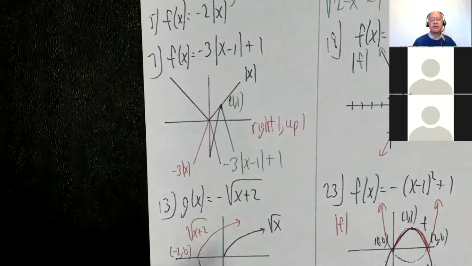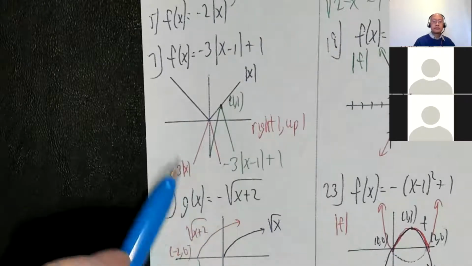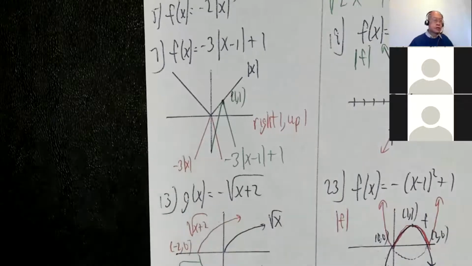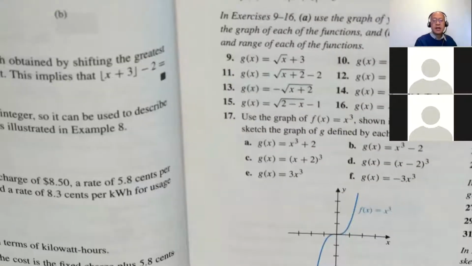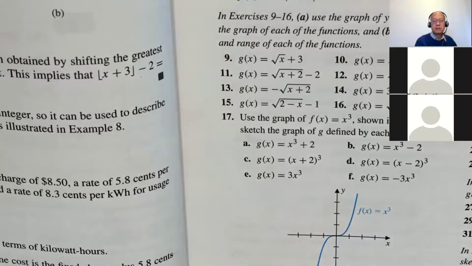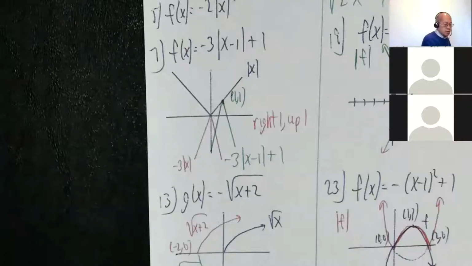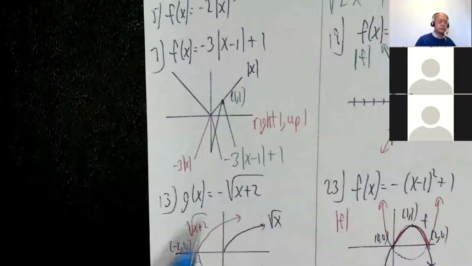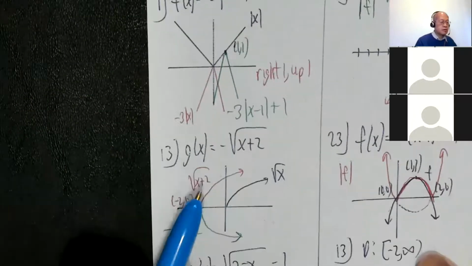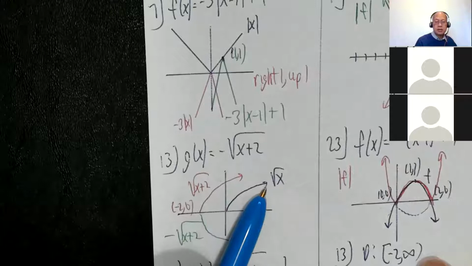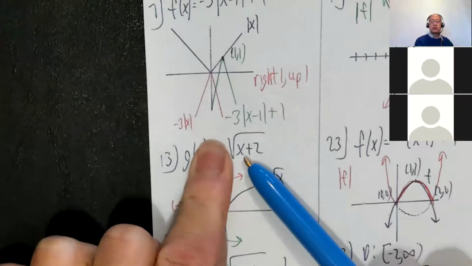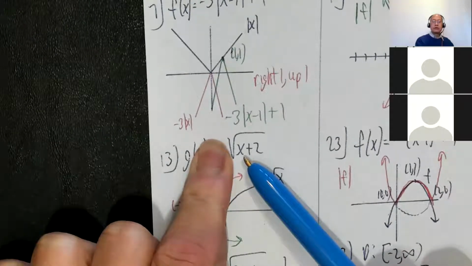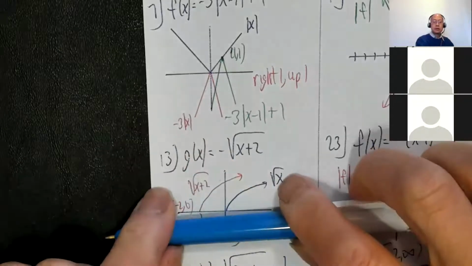Okay, so a lot of these you just have to think of what the root is for these. Okay, 13. G of x is negative square root of x plus 2. So let me show you the progression that I did here. Here's square root of x. Square root of x plus 2. Move the graph 2 units to the left. Looks like this.